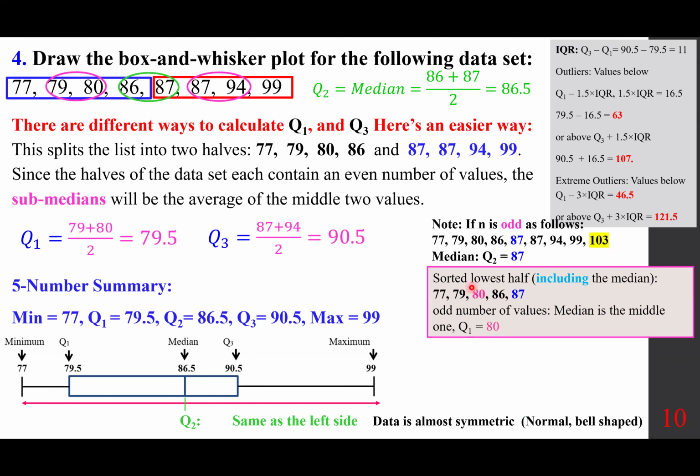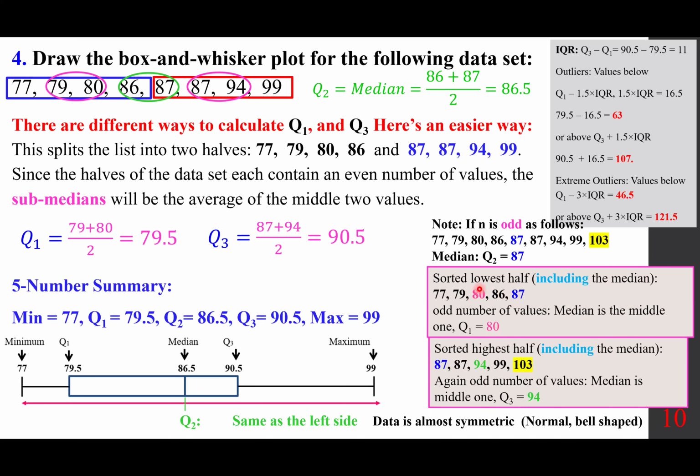So, sorted lowest half, including the median, the answer is 80, the middle one. Sorted highest half from 87 to 103, the middle one is 94. Again, odd number of values, median is the middle one, Q sub 3 is 94. Again, there are different methodologies of calculating this.